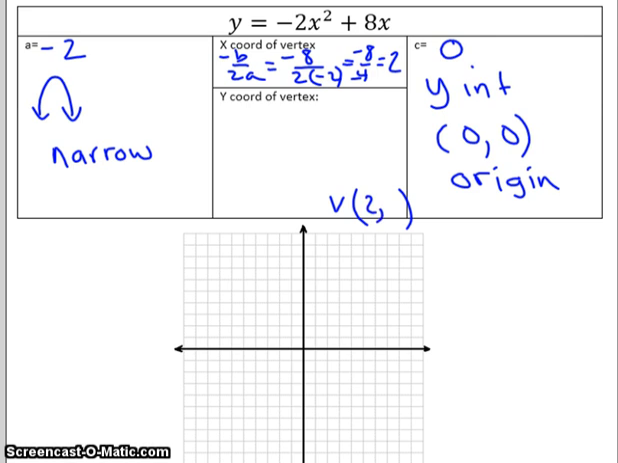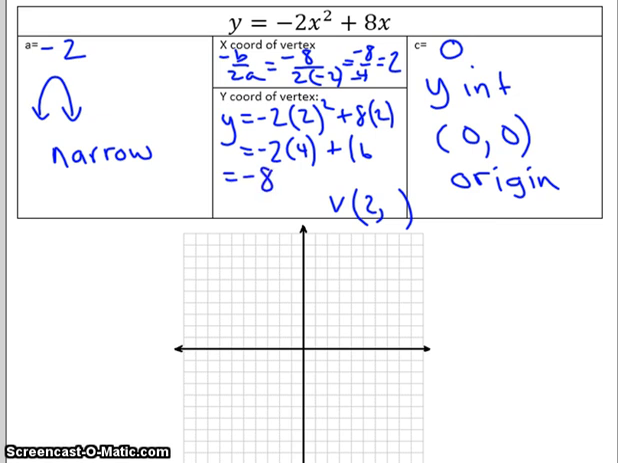That something is found by plugging that 2 back into the equation. So y is negative 2 times 2 squared plus 8 times 2. All right, order of operations says we got to square first. So that's negative 2 times 4 plus 16. And then I'm going to get negative 8 plus 16, which is 8. So that's the vertex, 2 comma 8. That's going to be the highest point on the curve because it does open down.